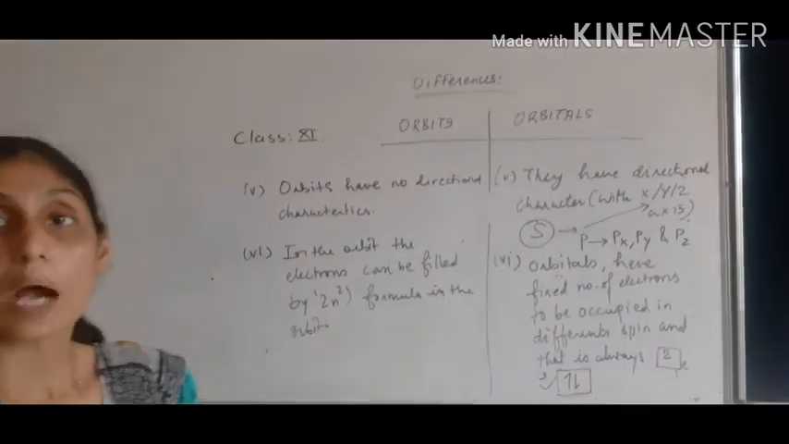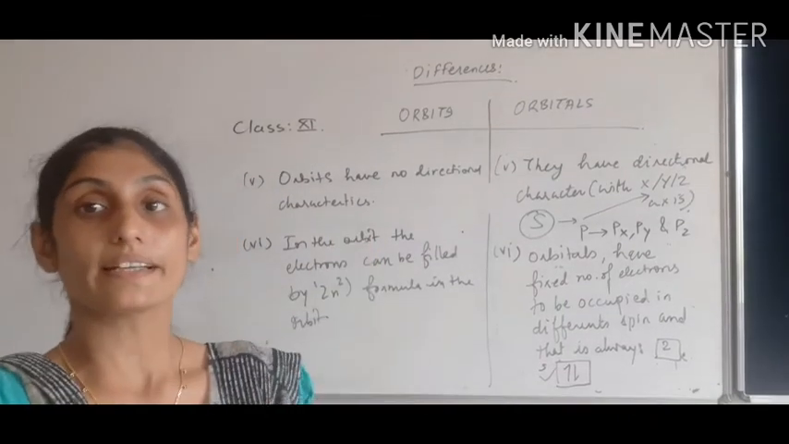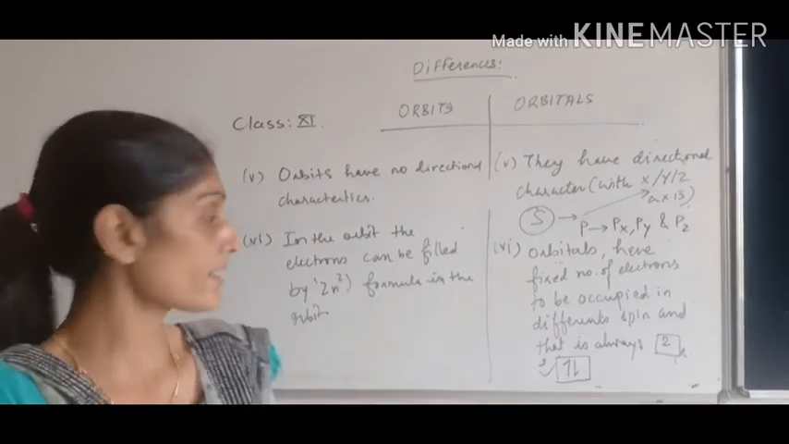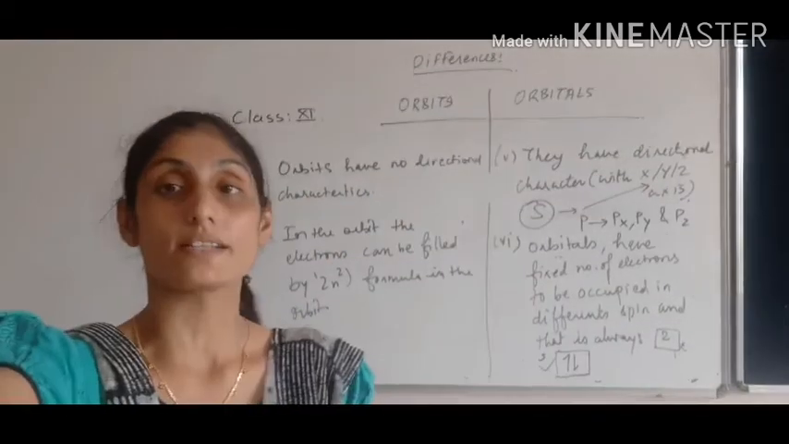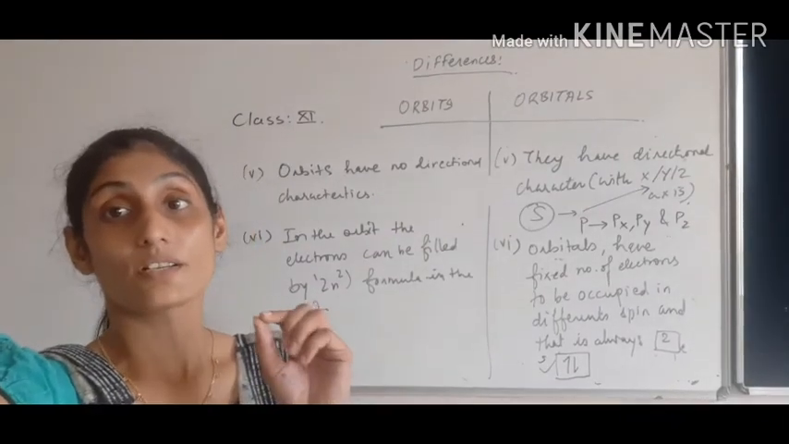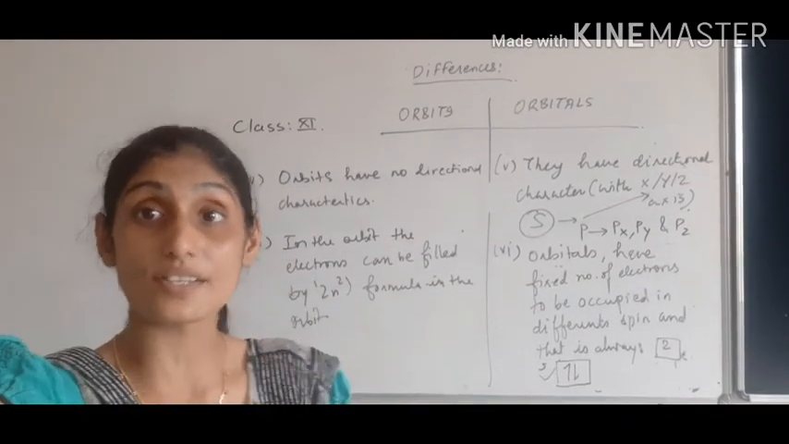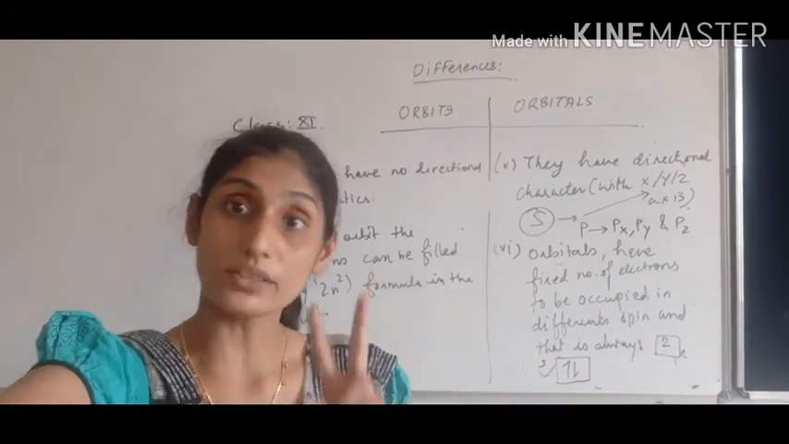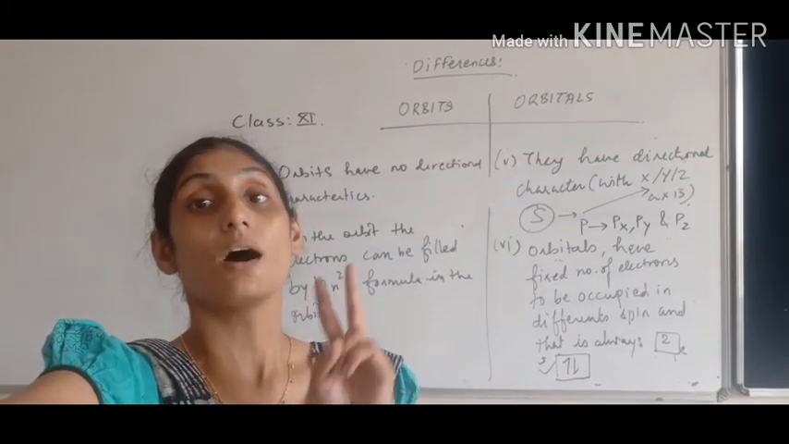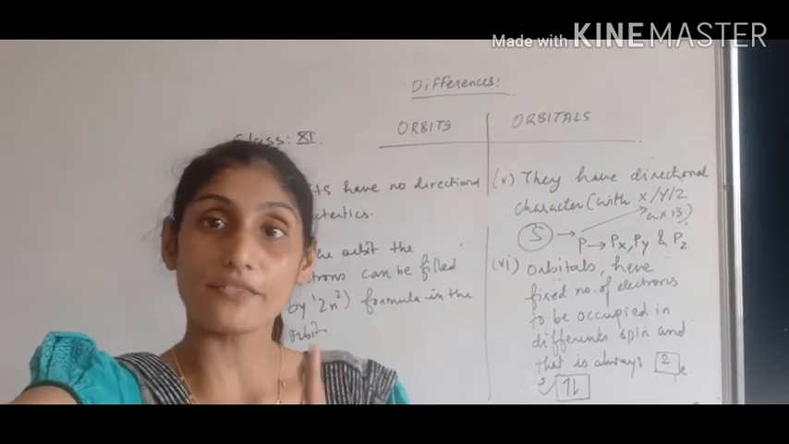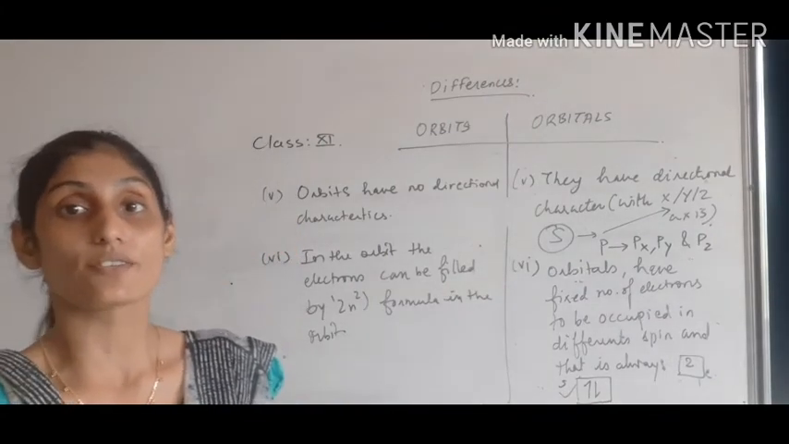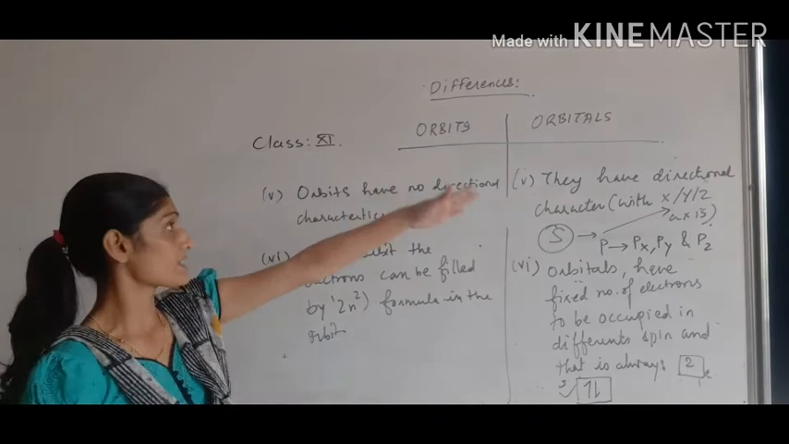Then 6th point, about the filling of electrons, we have learned in 9th class that by the formula 2n square you can fill the electrons where n is the energy level. But when we move to the orbital, there is a particular condition that it only occupies 2 electrons, not more than 2, and whatever the 2 electrons are there, they remain in the opposite spin. That means one electron, if it is in the up spin, then the very next is in the down spin, with the plus half and minus half sign. So that is about the difference between orbit as well as orbital.